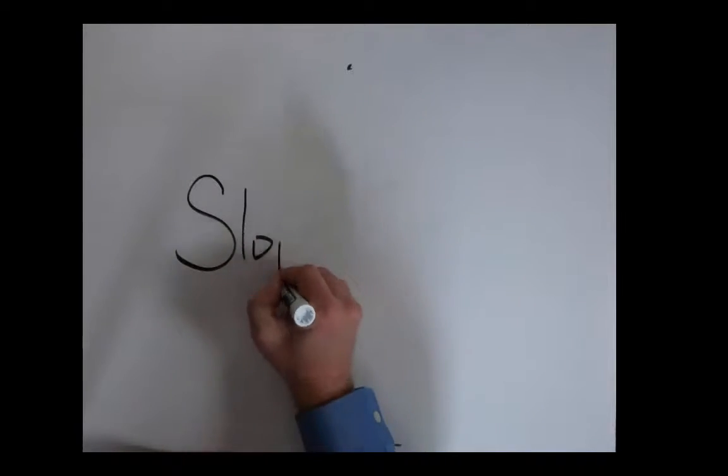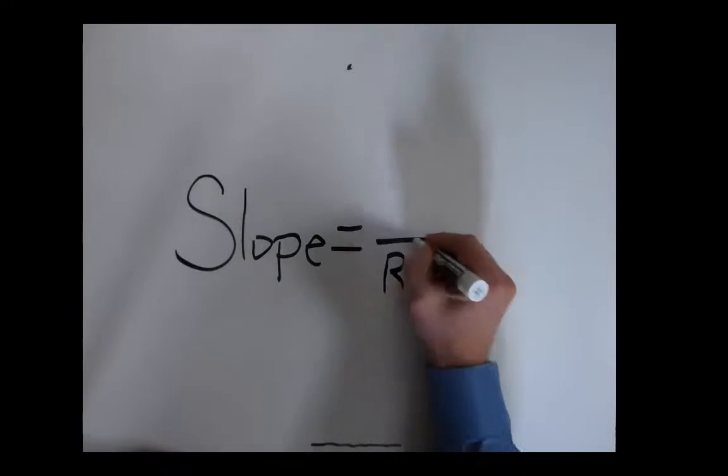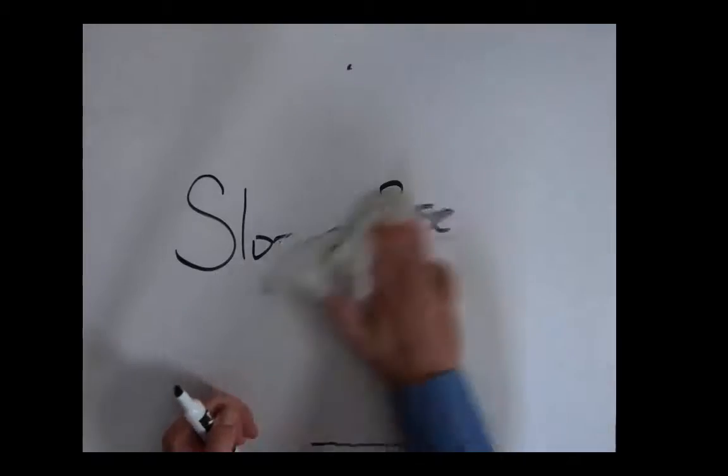Good morning. Today we're going to talk about the slope of a line. Now, slope is simply how much the line runs under how much it rises. Let's look at a couple of examples.